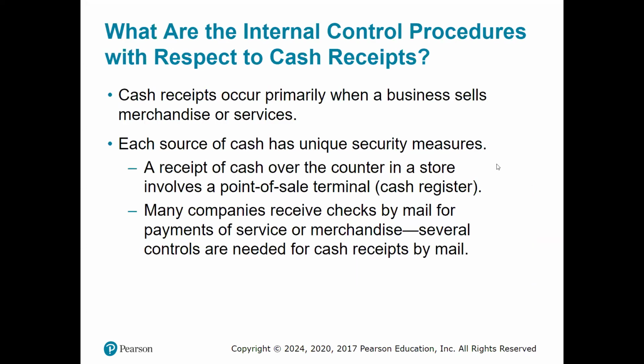related to cash? Well, not all companies are cash heavy, right? Obviously, if they have a cash register, they're going to be more likely to have cash. Usually, cash receipts are happening in places where somebody's selling merchandise or services, like one-to-one with customers. And depending on how you receive your cash, you might have different measures, right? So if you're taking cash in with a cash register, which is over the counter, then you probably have some type of cash register point of sale system that will track how much cash should be coming in and out.